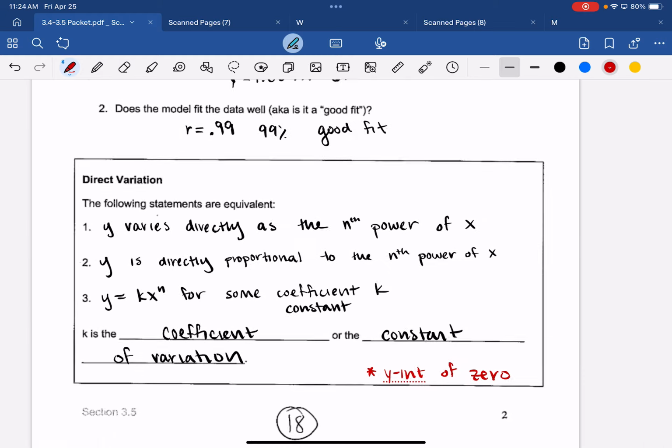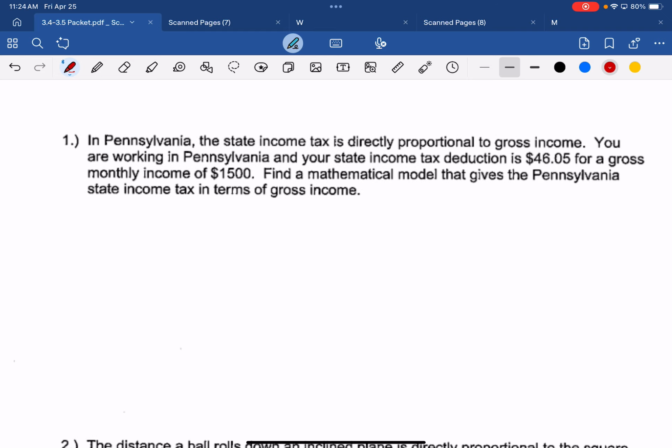All right. So let's just do one. I'm sure it'll come back to you pretty quick as we do this first problem. It says, in Pennsylvania, the state income tax is directly proportional to gross income. So there's that directly proportional that tips me off. You are working in Pennsylvania and your state income tax deduction is $46.05 for a gross monthly income of $15,000. Find a mathematical model. Remember, mathematical model is just talking about an equation. It's just a fancy word. So when you see that, don't panic. Just write an equation that gives the Pennsylvania state income tax in terms of gross income.